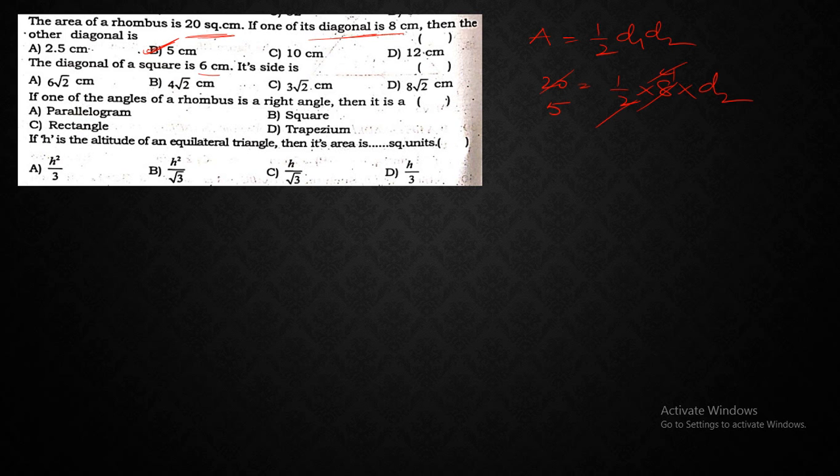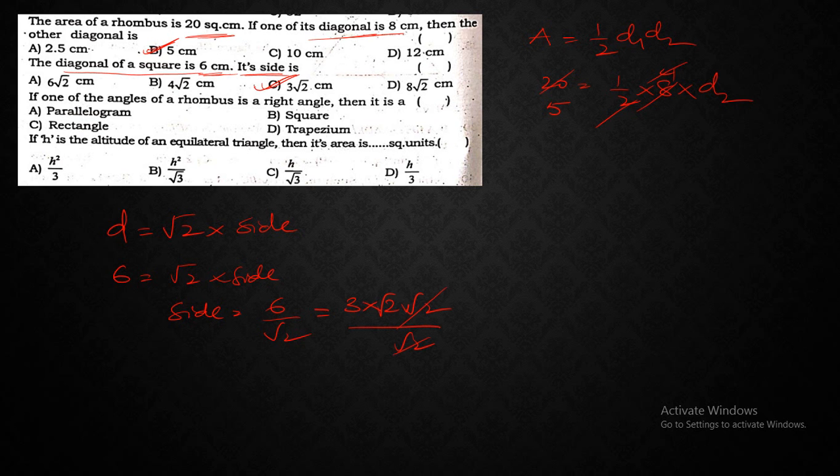The diagonal of a square is 6 centimeters. Then its side is. So already we know diagonal of square formula. So diagonal is equal to root 2 into side. Now what he has given, the diagonal of a square is given. So 6 is equal to root 2 into side. So from this, side is equal to 6 by root 2. So 6 I can write as 3 into 2. So again 2 I can write as root 2 into root 2 divided by root 2. So root 2 gets cancelled. So answer is 3 root 2.